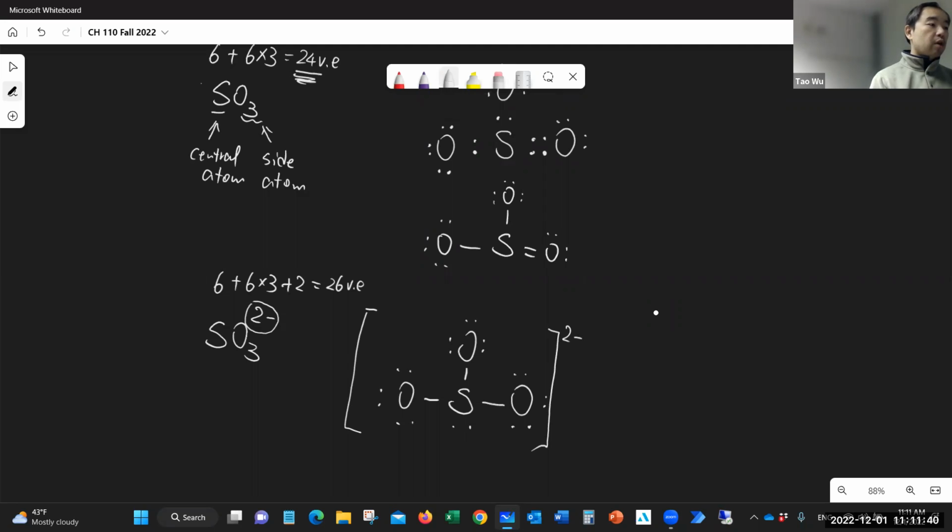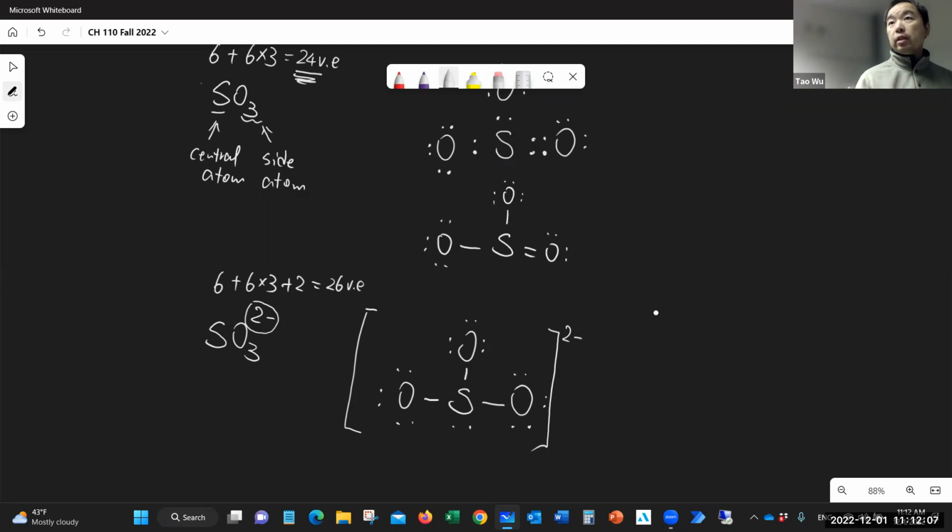If you don't have a charge, then that's completely different. It would be this structure. But since you have 2 additional electrons, the Lewis structure changes completely. And just to let you know, the shape will also be completely different. Today we're going to talk a little bit about shape.